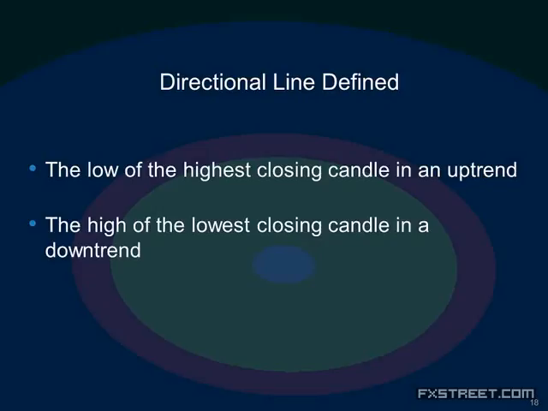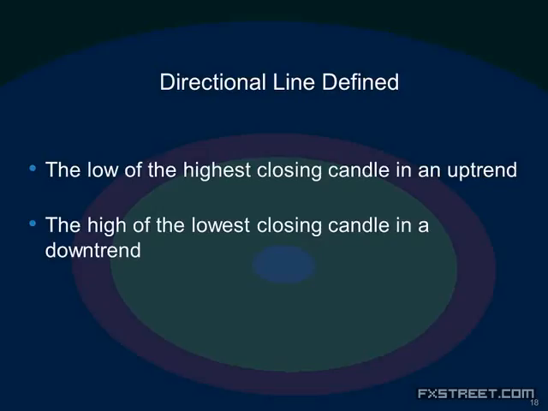Now, same exercise. Look at the high of the lowest closing candle in a downtrend. You're looking at a group of candles all rolling lower. Close your eyes, see 4 or 5 red candles. Now focus on the lowest closing candle, and mark that high, because that high of the lowest closing candle is going to be a significant level for you in determining that change of direction.